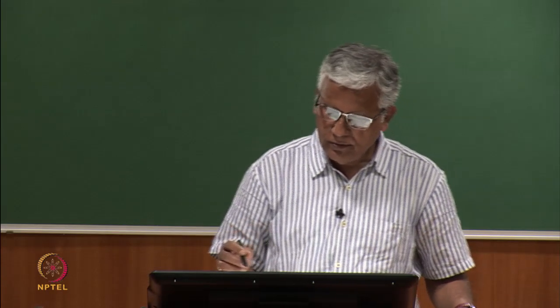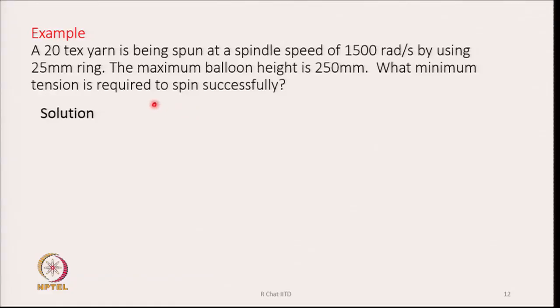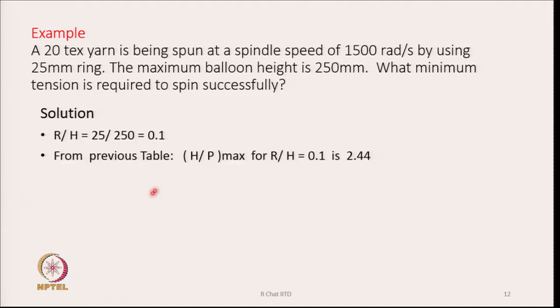So, here it is all about the tension required to spin successfully by avoiding balloon collapse. The solution is, we find out what is R by H value in this case. R is 25 mm, H is 250 mm. So, R by H is 0.1 in this case. From the previous table, we have to find out what should be the H by P max for R by H 0.1, and if we look back at that table, we will get a figure 2.44.